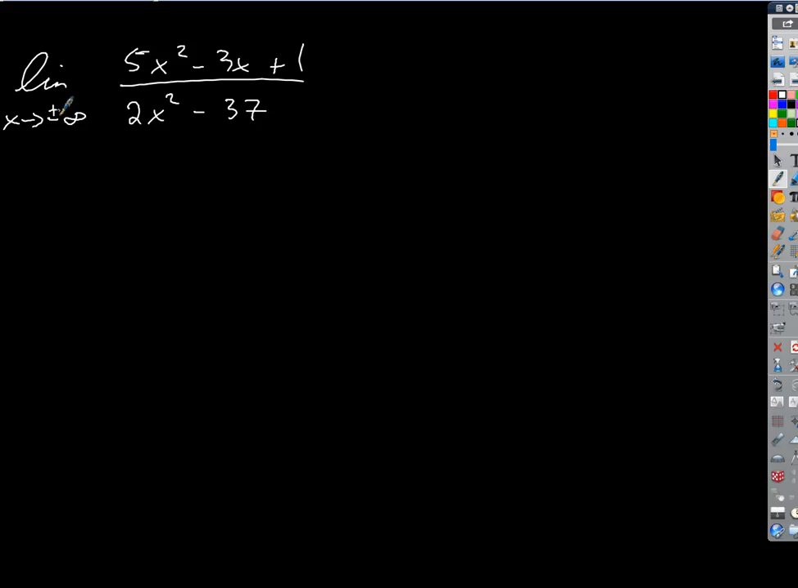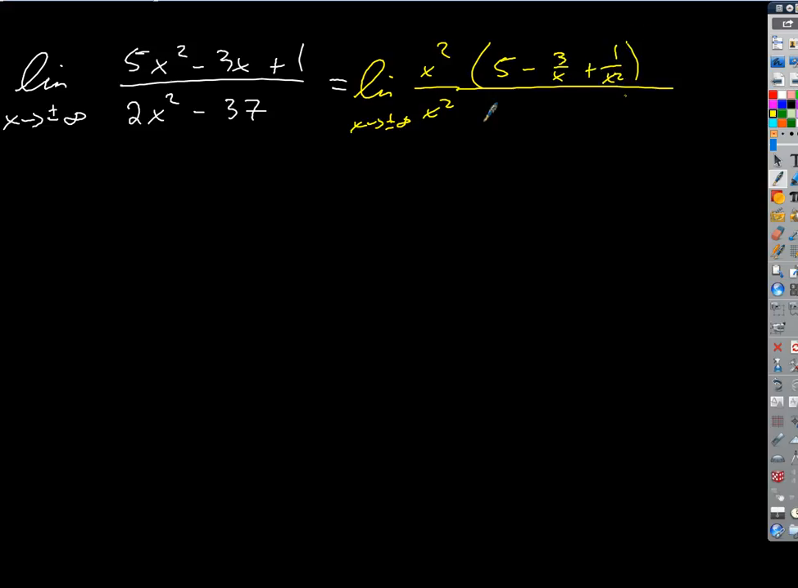You can see what the math's going to be if you think ahead a little bit. If I wanted to prove that it's 5 halves, what could I factor out? I could factor out an x squared, right? So I could rewrite this as the limit of x squared over x squared. On the top, if I factor out the x squared, don't I just get 5 minus 3 over x plus 1 over x squared? On the bottom, I'd get 2 minus 37 over x squared. I could vertically cancel the x squareds to eliminate the indeterminacy.